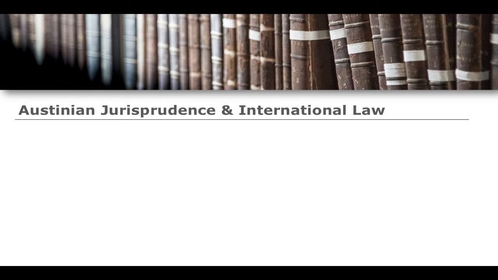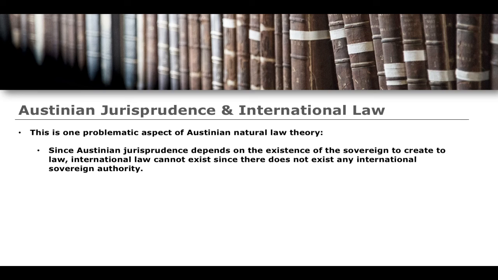And so international law doesn't exist in that same way. As a result, this is a problematic aspect of the Austinian positivist theory, not natural law theory, in that Austinian jurisprudence depends on the existence of a sovereign to create law. As a result of that, international law isn't law, according to the Austinian positivist, because there is no sovereign authority, there is no international sovereignty that exists. So how can an Austinian positivist conclude that international law is law?